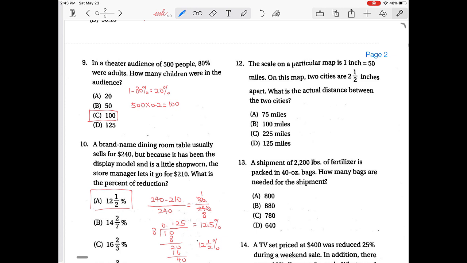Number 12, the scale on a particular map is 1 inch equals to 50 miles. On this map, two cities are 2.5 inches apart. What's the actual distance between the two cities? So we know 50 miles is represented by 1 inch, and the cities are 2.5 inches apart, so 2.5 inches. 50 times 2.5 is equivalent to 25 times 5, which is 125 miles. And that is option Delta.